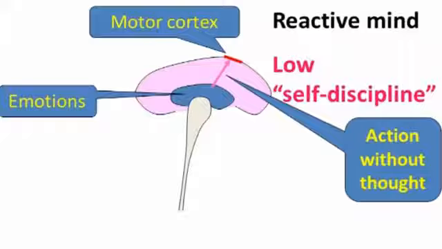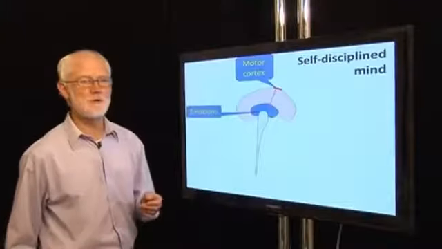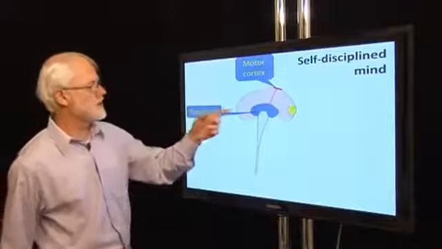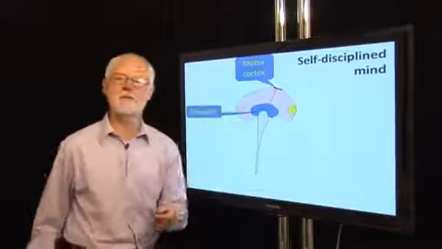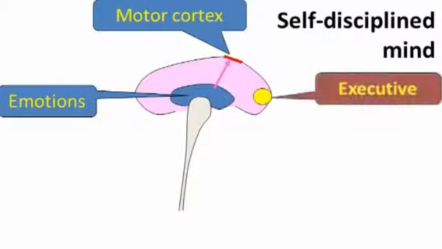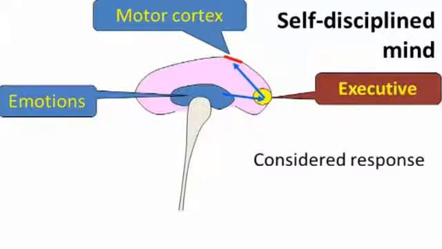It's action without thought. Now let's look at a more self-disciplined mind. Again, the emotion is wanting to drive action. However, the executive at the front of the brain here has an alternative path. It can override the emotion so that the reactive response is suppressed, and we're now able to choose to take the action or not. We would say it was a considered response.